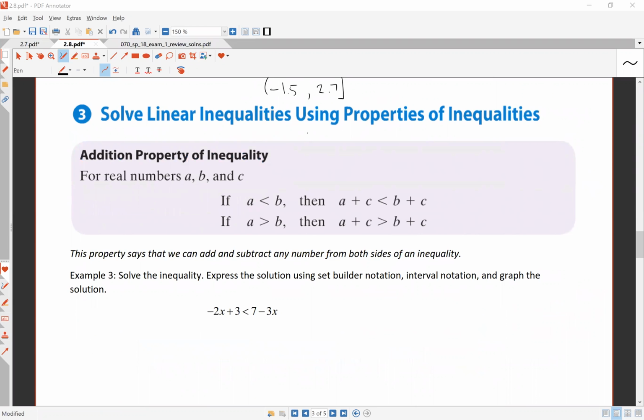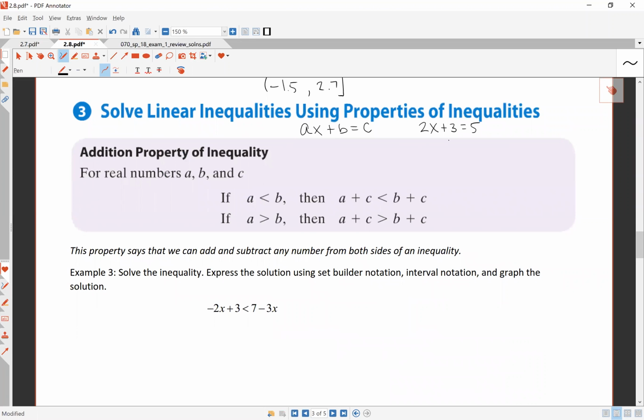We have seen already with linear equations in the form ax plus b equals c, we would get all of our equations of that form and solve them by subtracting 3 and dividing by 2. Every time we got them in the form ax plus b equals c, we would subtract b and then divide by a. We apply the same procedures with linear inequalities.